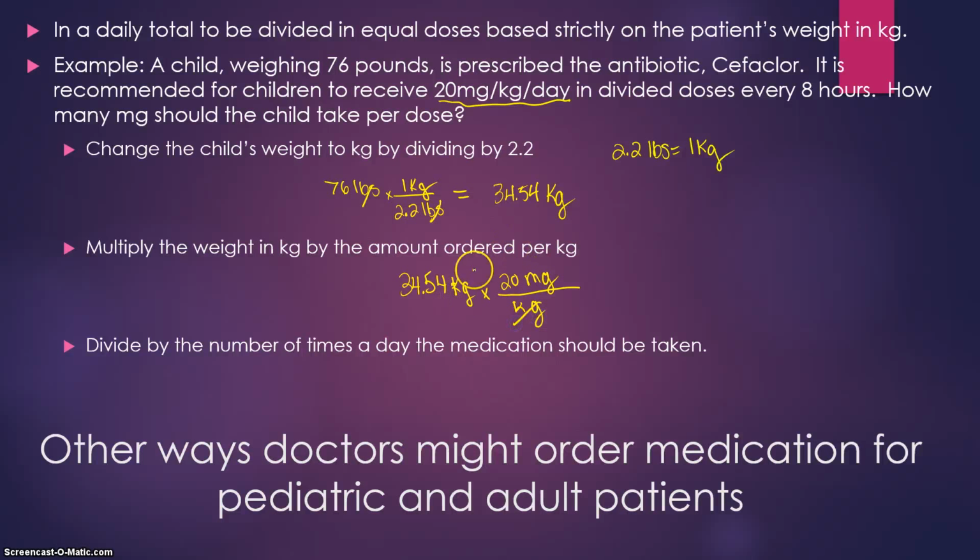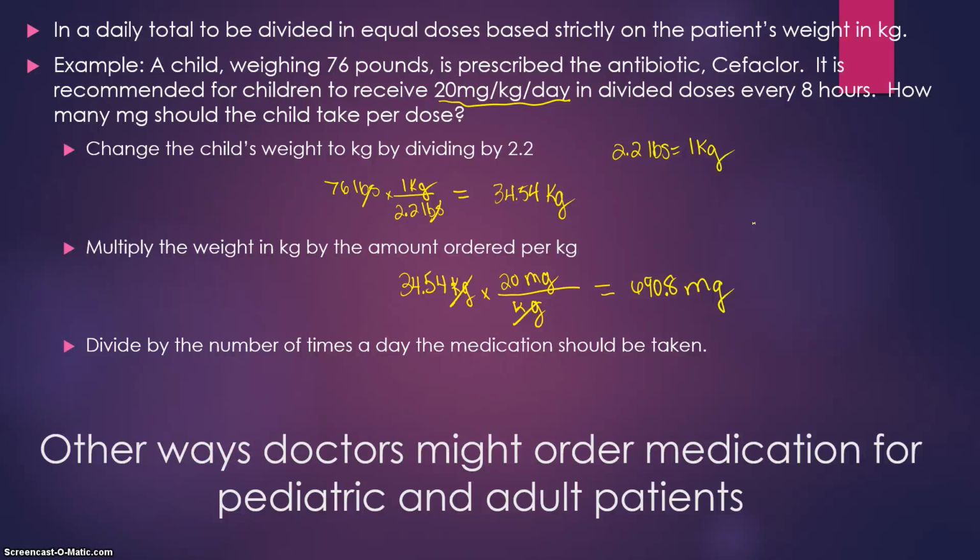And we're able to cancel out kilograms here, and we're left with milligrams, right? So we do 34.54 multiplied by 20 milligrams. And what does that give you? 690.8 milligrams, right?